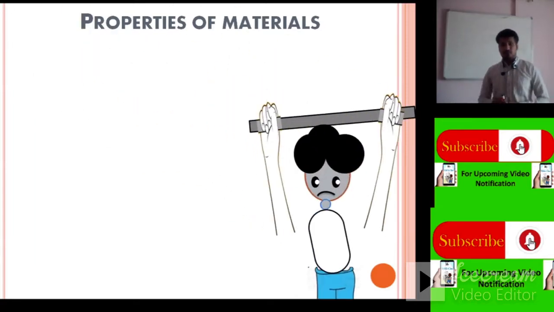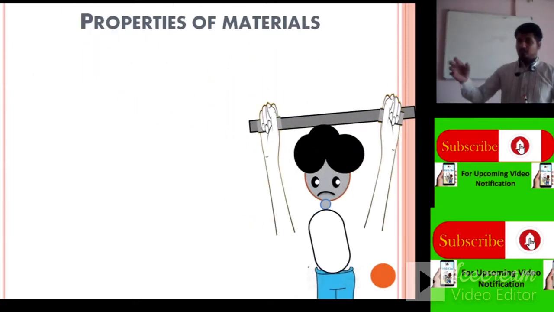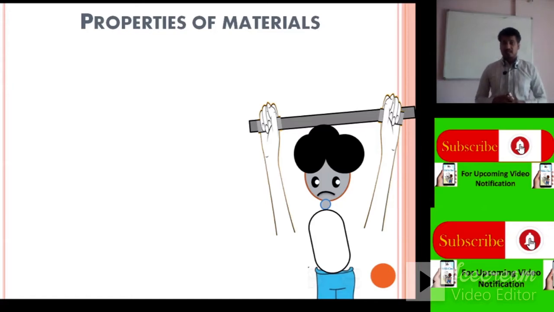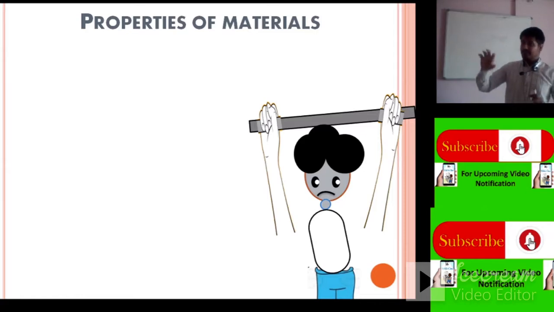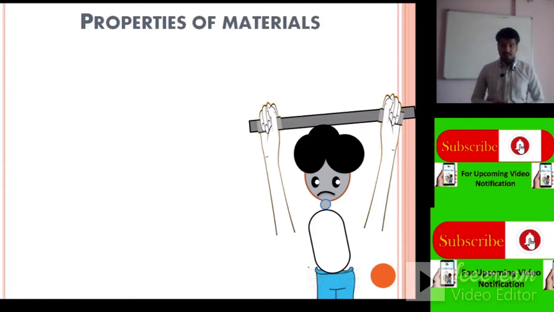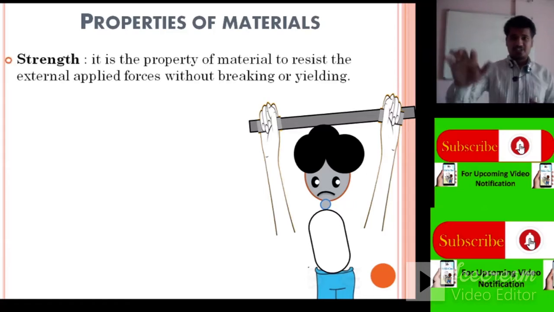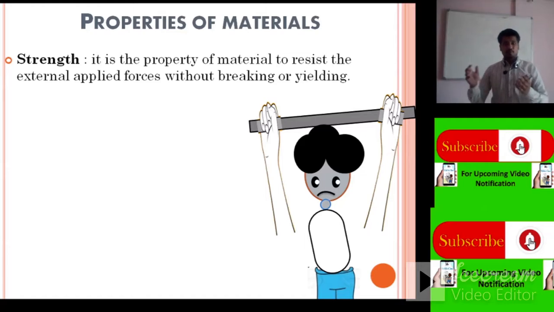Here is the example of strength. A boy is holding a metal rod and applies external force at its end. Though the material is not bending or yielding, that time we can say that by applying external force, when the material is not breaking or yielding, the material has a better strength. Here is the definition of strength. Strength is the property of a material to resist the external force applied without breaking or yielding.